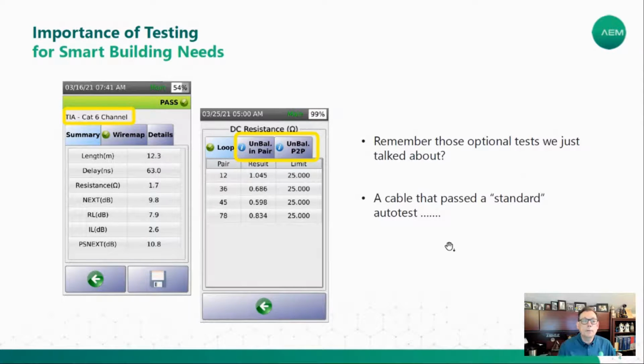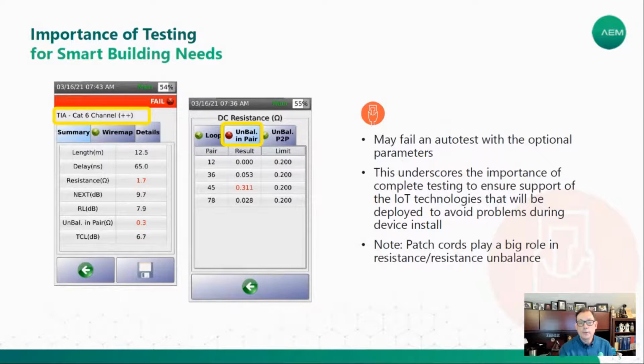So when we talk about doing the testing, we talk about the DC resistance test, and we're going to show you some live tests with this momentarily. The reason it's important to measure this: if you test a normal Cat6a channel or Cat6a permanent link test, the cable might pass that. The cable looks good, you've certified it, it's fine. But a cable that passes a regular Cat6a test may not pass the DC resistance unbalance, the in pair or pair to pair. So you could get a cable that passes a normal Cat6a test, but as soon as you use the additional parameters of DC resistance unbalance, it may not pass that test.